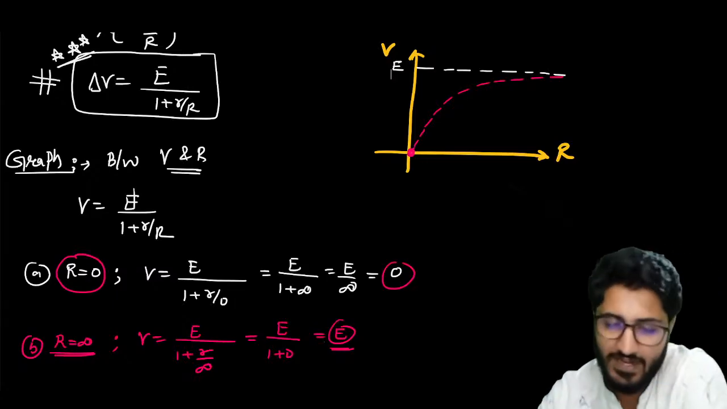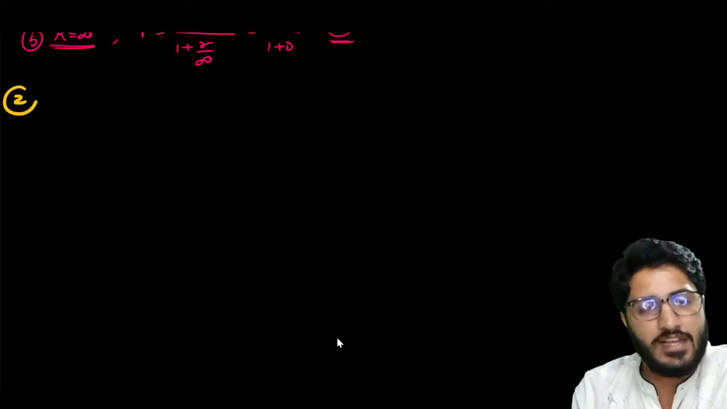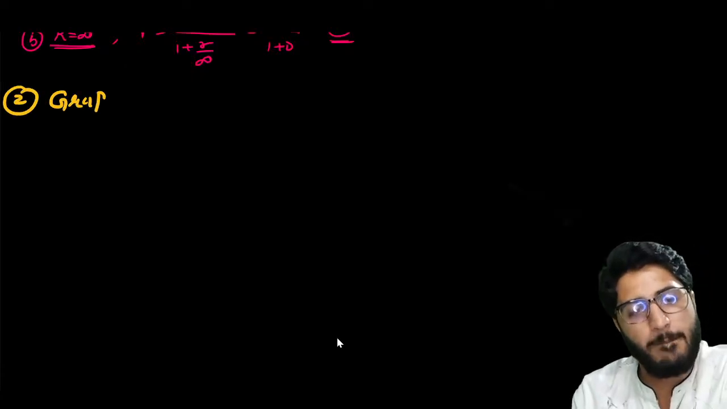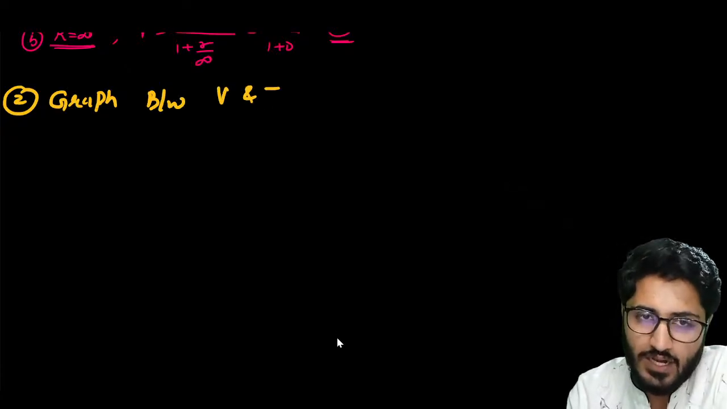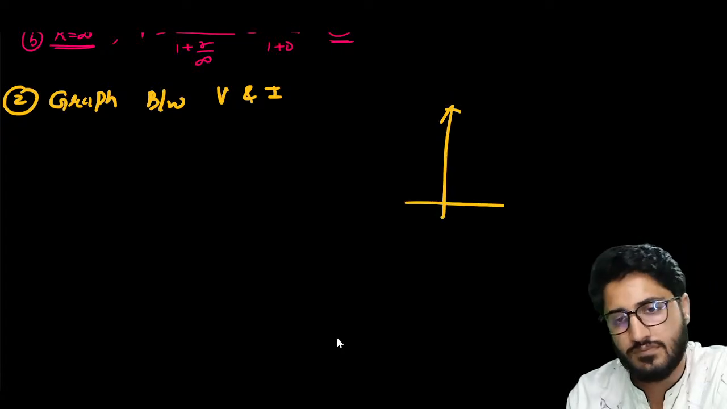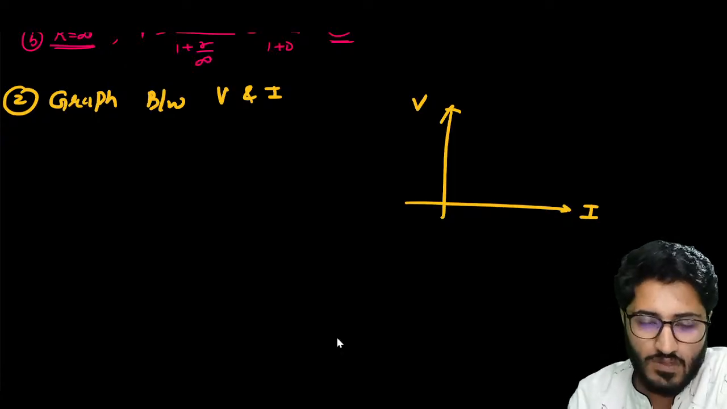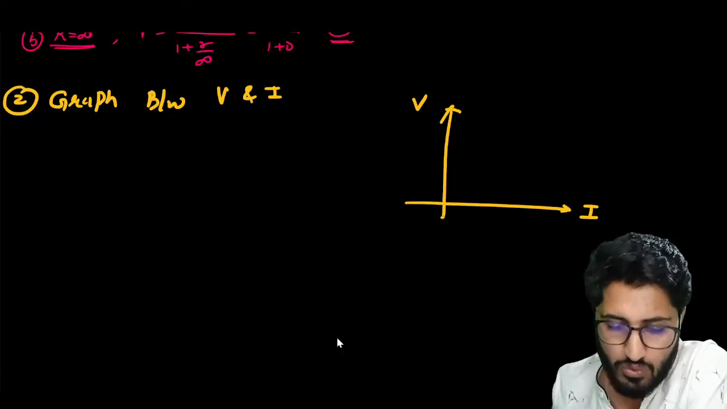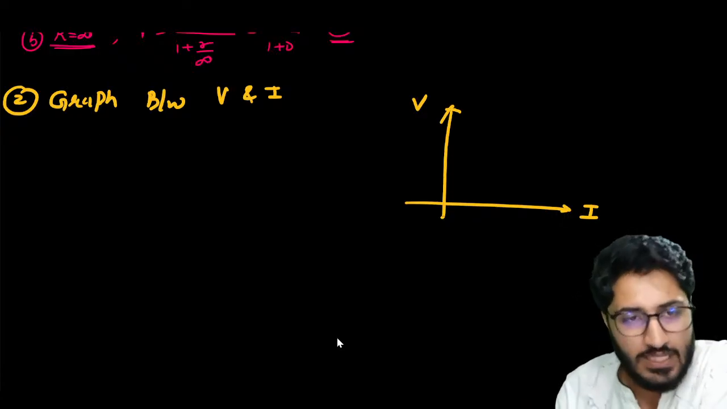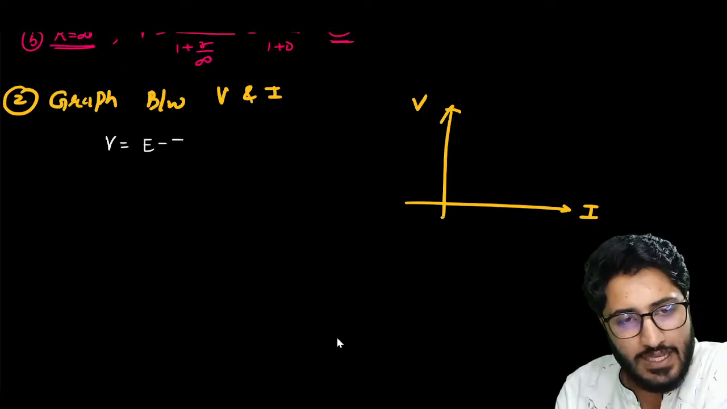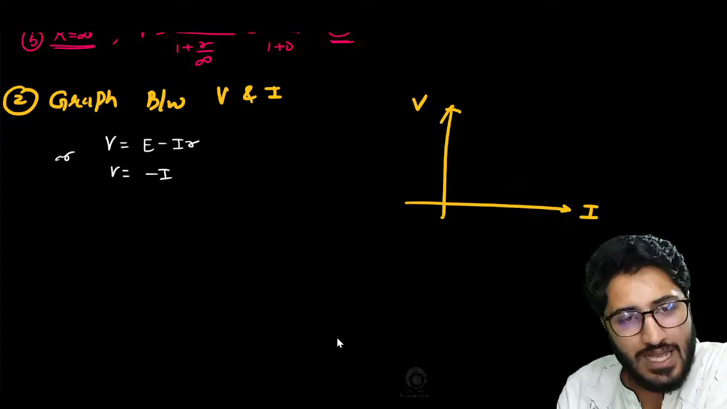Okay, last case we will define, then we will end the class. Case number second, graph between my current and potential, I and V. So how to get my V and I? We know that V equals E minus Ir, or I can write V equals minus Ir plus E.